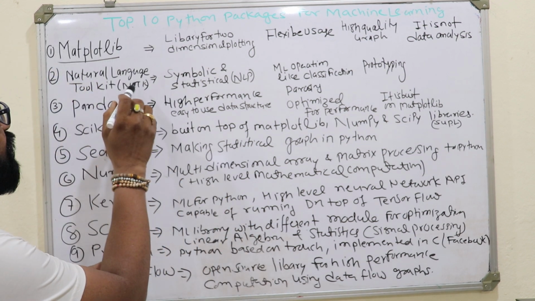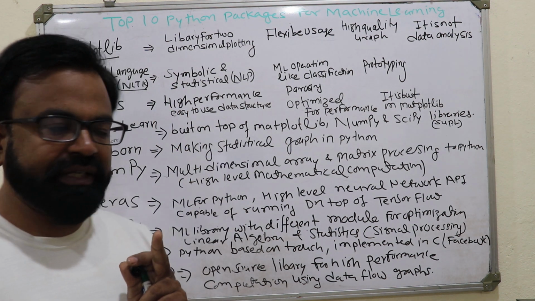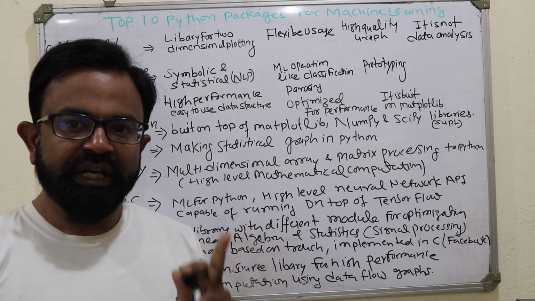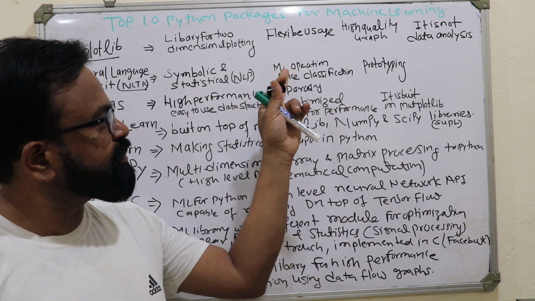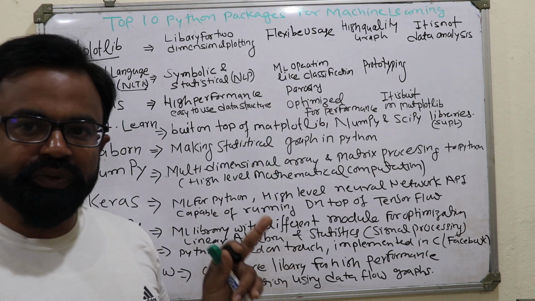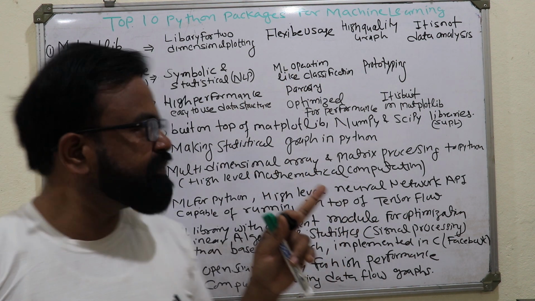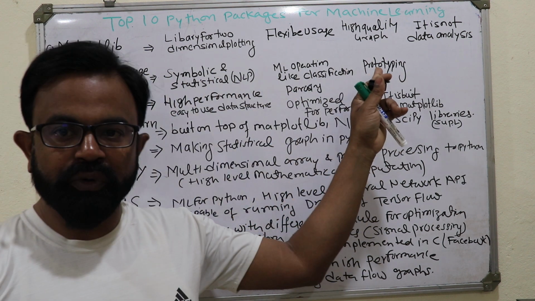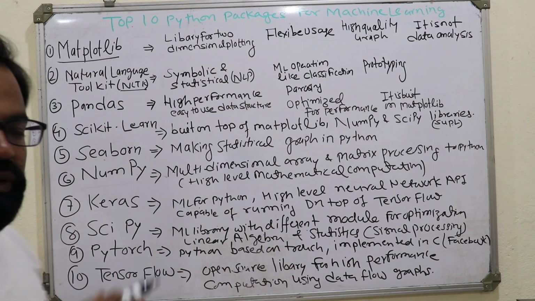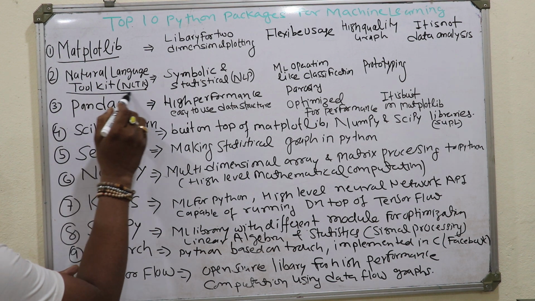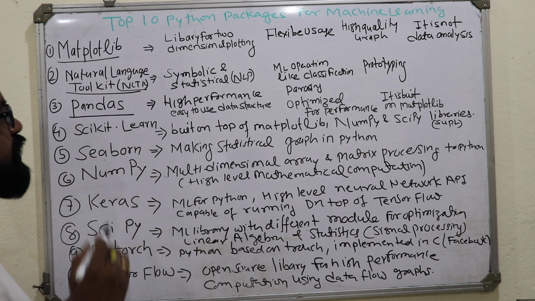That is the Natural Language Toolkit, NLTK. It is one of the packages used for symbolic and statistical representations in natural language processing, and it is one of the machine learning operations. It is used for classification and sometimes for paraphrasing, and most of the time NLTK is used for prototyping in machine learning. So it is one of the important packages. Point to remember, it is the Natural Language Toolkit.